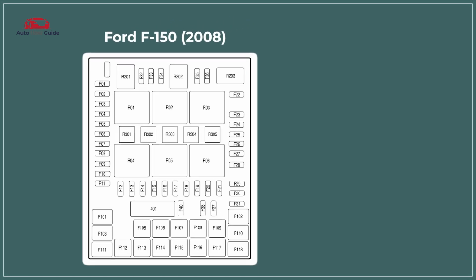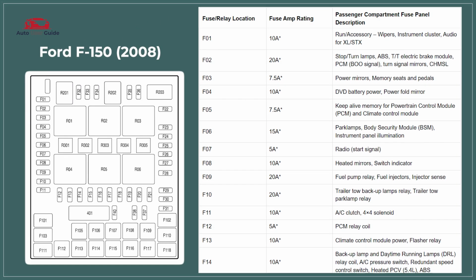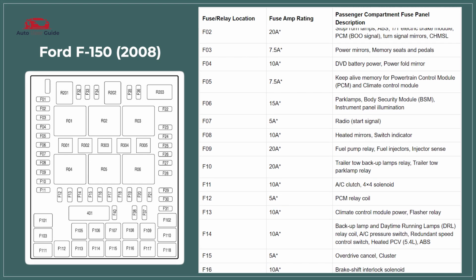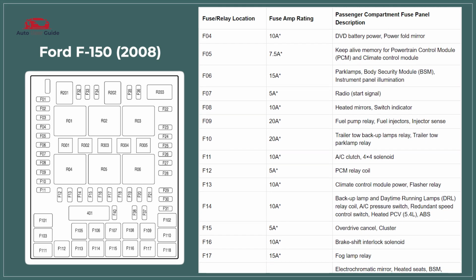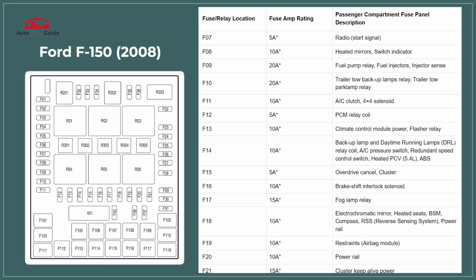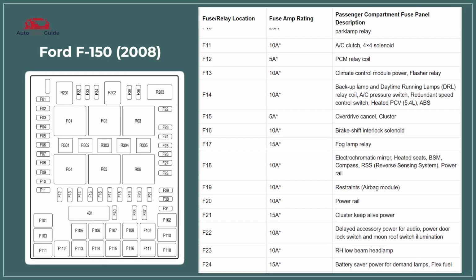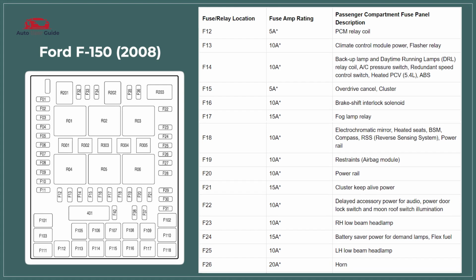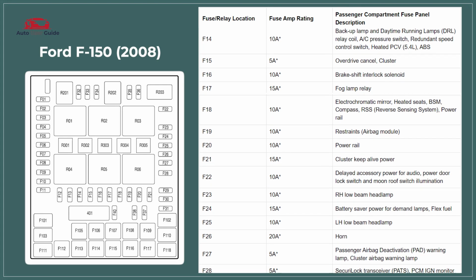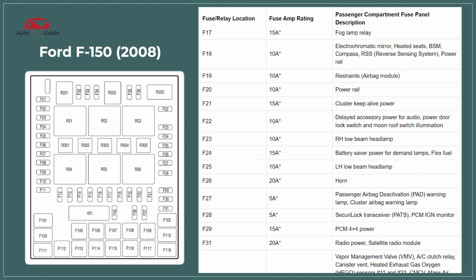The 2008 Ford F-150 passenger compartment fuse box manages circuits for interior systems like the radio, power windows, dome lights, and instrument panel. It includes a variety of fuses and relays, each assigned to specific functions. Clearly labeled fuse positions help with easy troubleshooting and replacement. It serves to protect electrical components from damage due to overloads or short circuits.